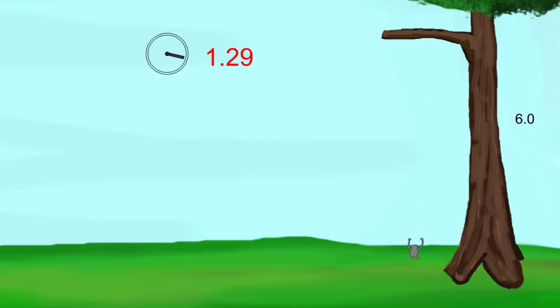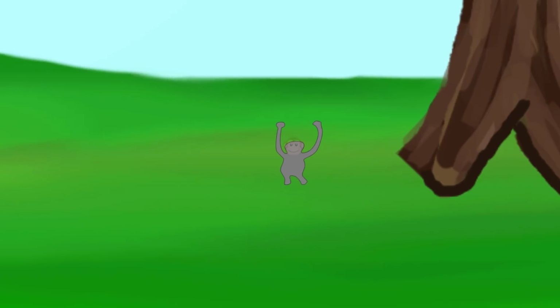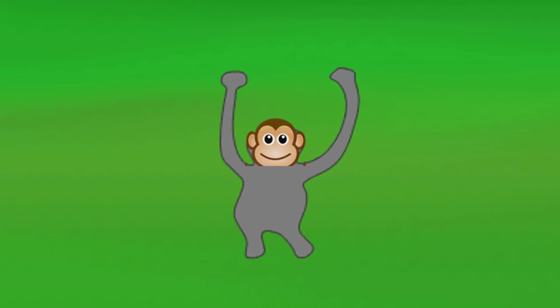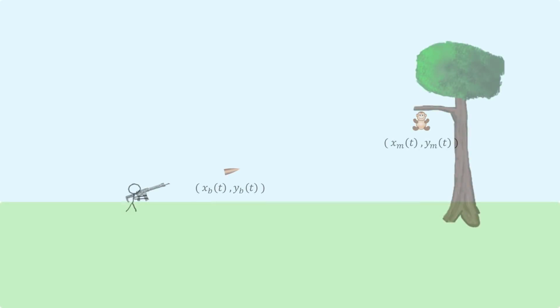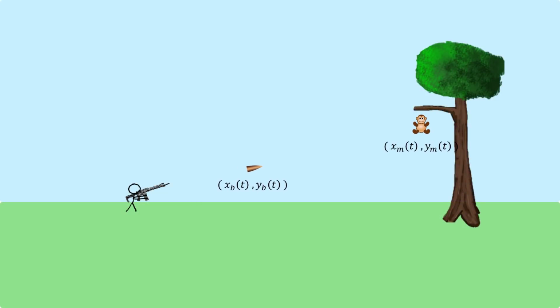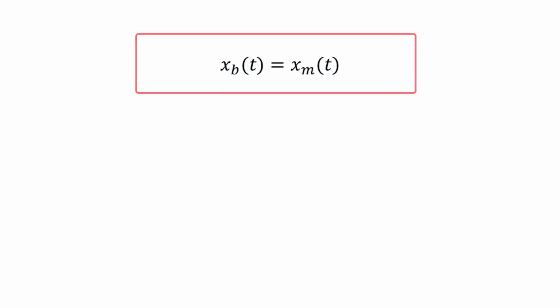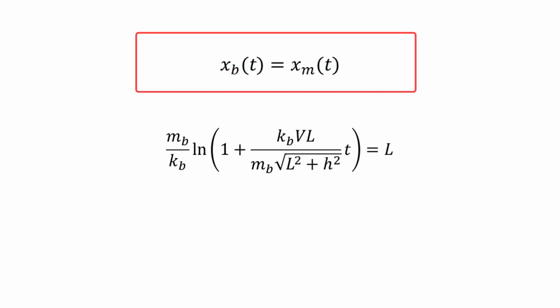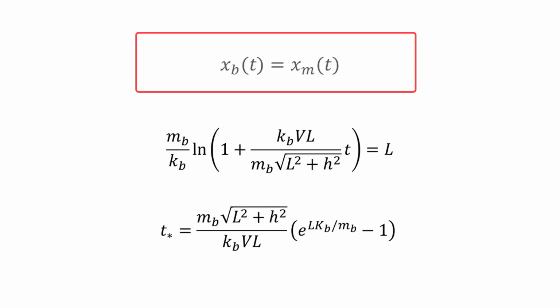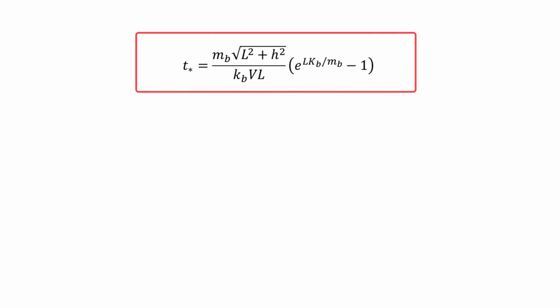And it turns out it's not just this monkey that we can save, we can save a whole bunch of monkeys. But first we need to break down the math and see what's going on. When the bullet is fired, it doesn't actually reach the monkey until their x-coordinates are equal. So setting the x-coordinate of the bullet equal to the x-coordinate of the monkey, we can substitute in the previously derived expressions and solve for the time that it takes for the bullet to reach the monkey, which we will call t star.